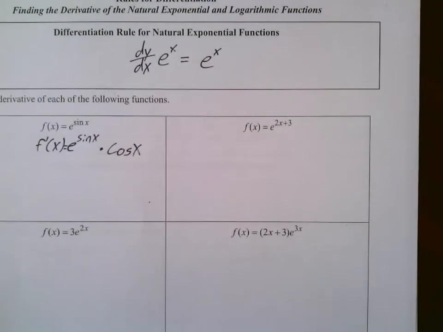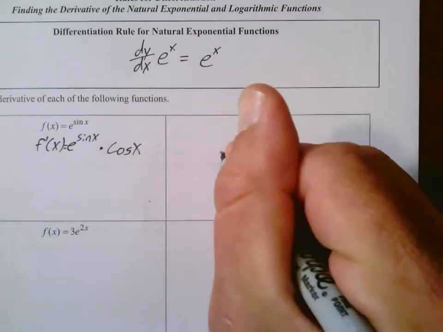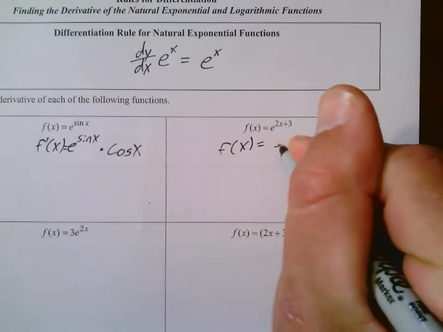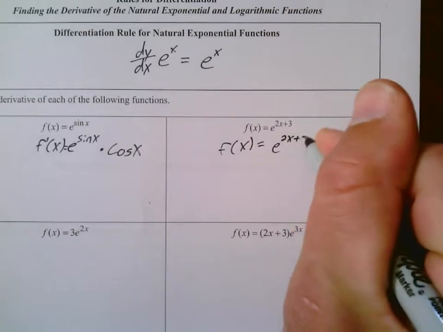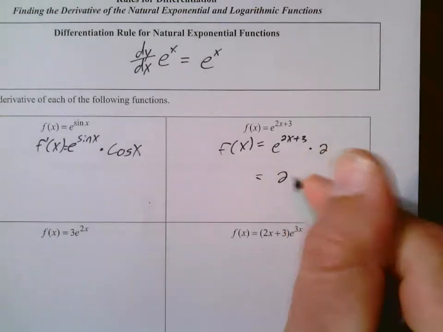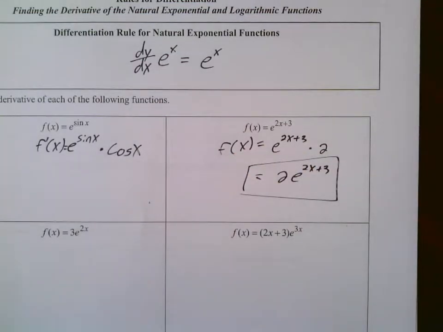Same rules here. Let's get focused here. So e to the 2x plus 3 is going to be e to the 2x plus 3 times the derivative of 2x plus 3. So the derivative of e to the anything is e to that anything. So e to the 2x plus 3 times 2. So clean it up, 2e to the 2x plus 3. Fairly simple.